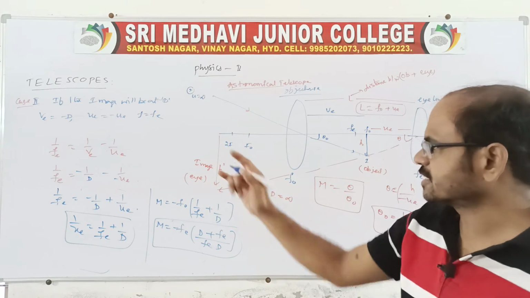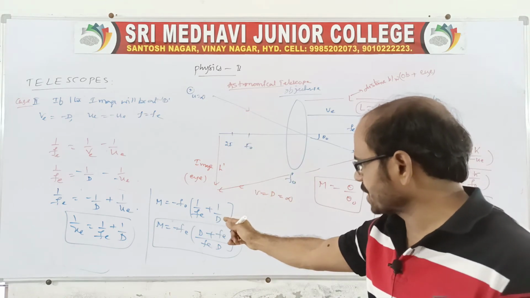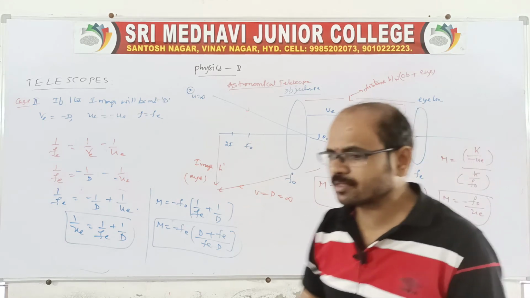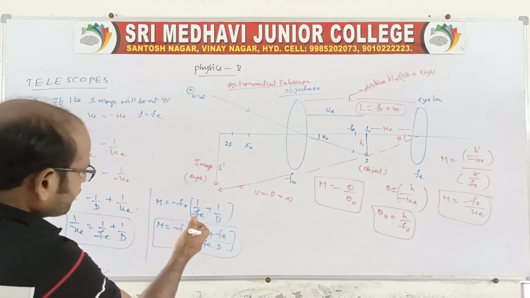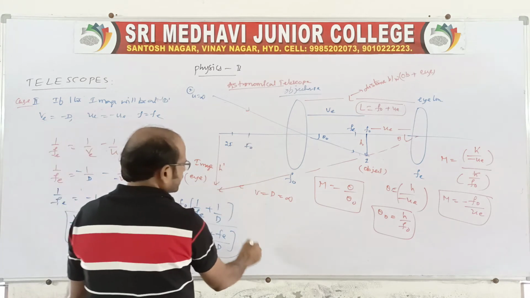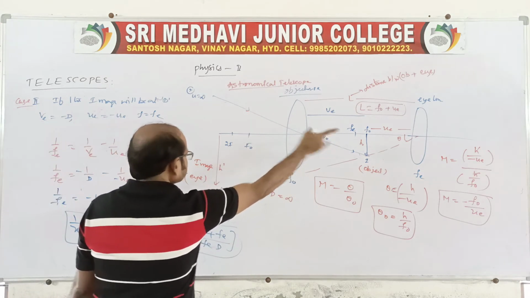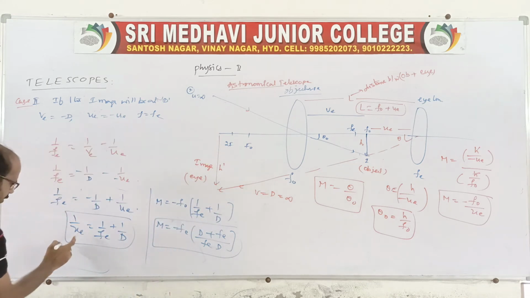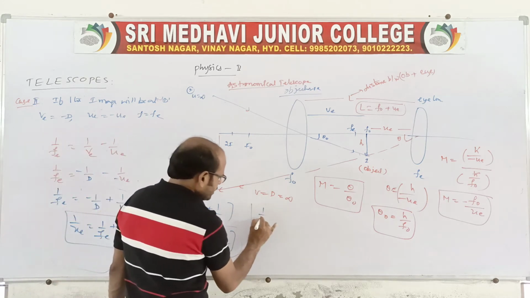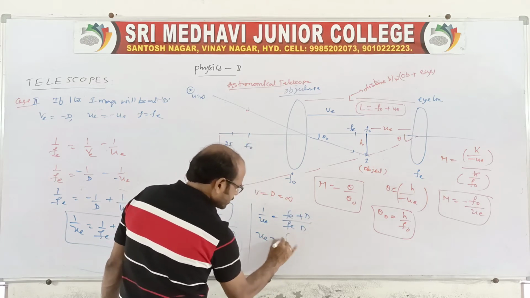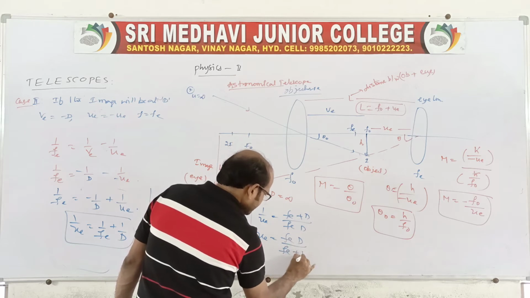When the image is at the least distance of distinct vision, the magnification for this situation will be capital M is equal to minus F naught into D plus Fe by Fe into D. This is the magnification. What is the distance between the lenses? You take UE. From here you write UE: 1 by UE is equal to Fe plus D by Fe D, therefore UE is equal to Fe D by Fe plus D.